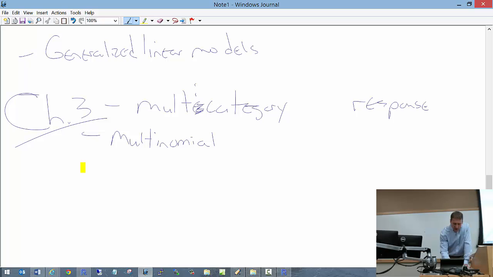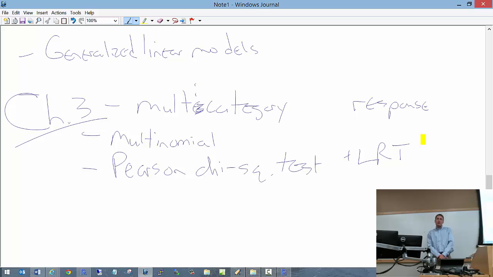That then got us into testing for independence. So we looked at a Pearson chi-square test and also a likelihood ratio test, a test for independence in a contingency table setting. And make sure you can carry those out. We looked at using a chi-square distributional approximation to make a judgment, but we also talked about a Monte Carlo simulation approach as well.